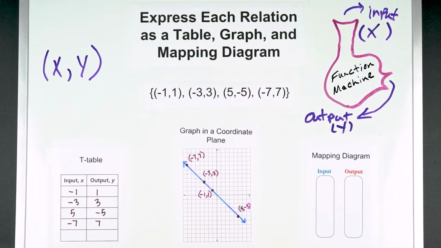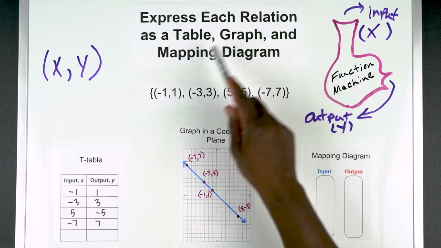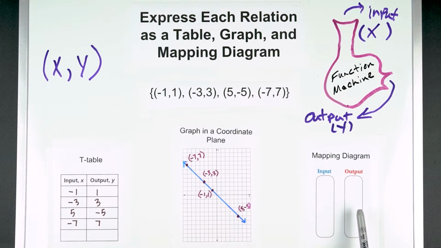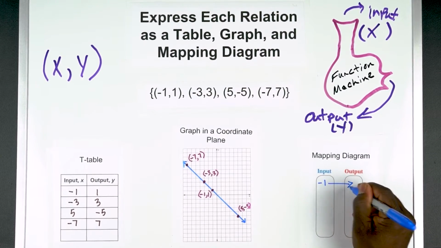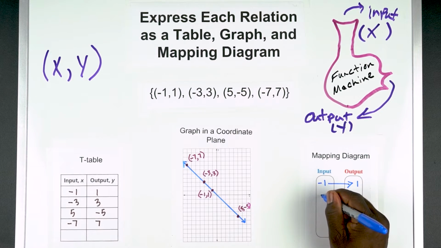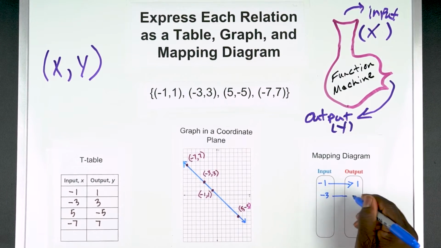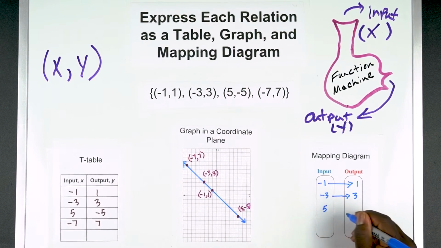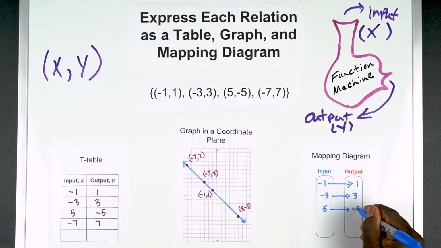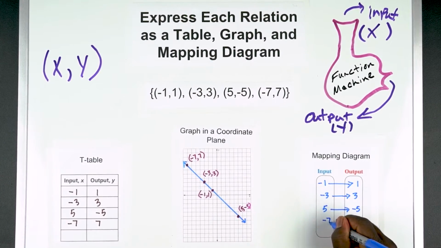Now, the last thing that we need to do is express the relation as a mapping diagram, okay? And the way that we do that is we just simply say that -1 maps to +1. -3 maps to +3. 5 maps to -5. And -7 maps to +7.